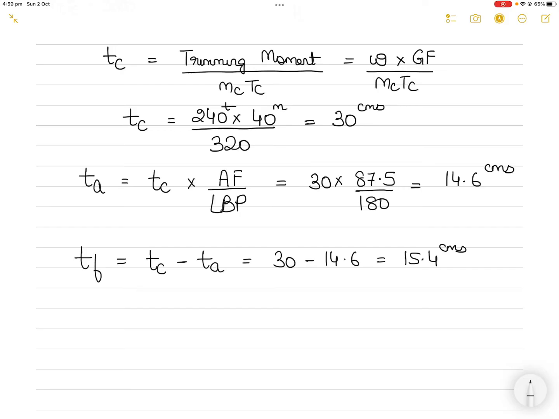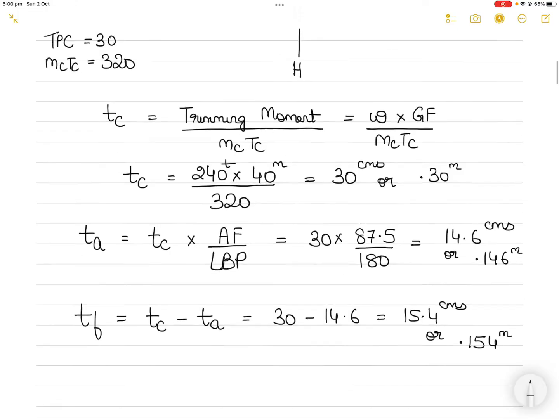At this stage, if you want, you can also convert it into meters by dividing each value by 100. So 30 divided by 100 is 0.30 meters. 14.6 divided by 100 is 0.146 meters. And 15.4 centimeters divided by 100 is 0.154 meters. So we convert it into meters because we will now be applying these corrections to the drafts, and the drafts are given to us in meters. I think the examiner will want the answers that way as well.